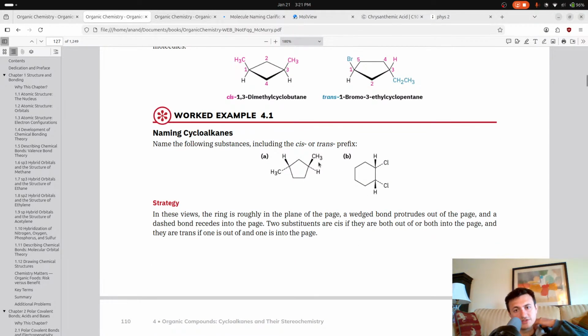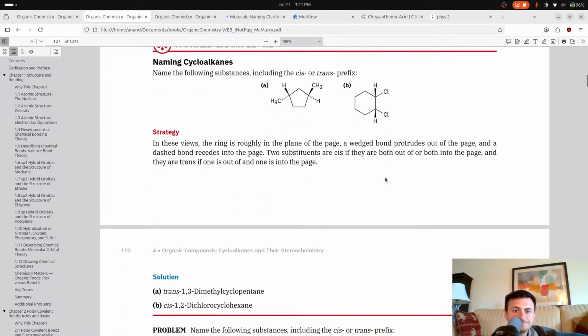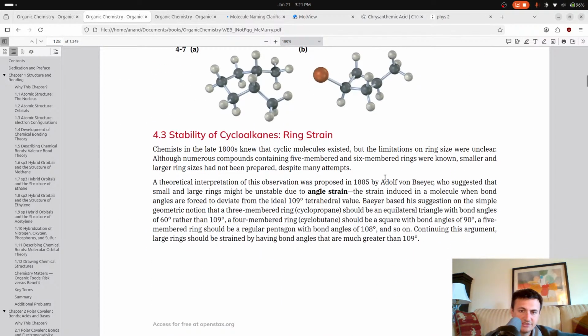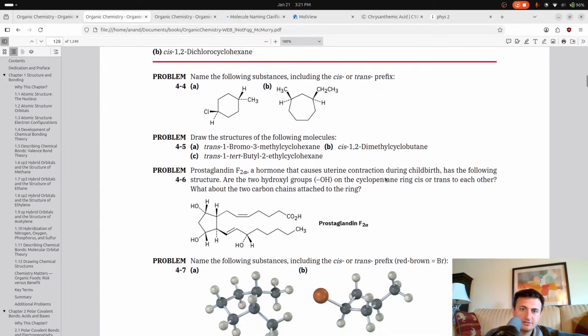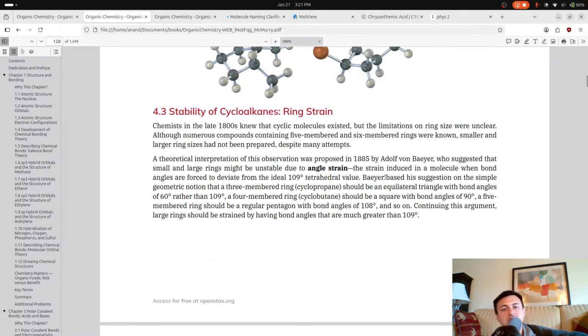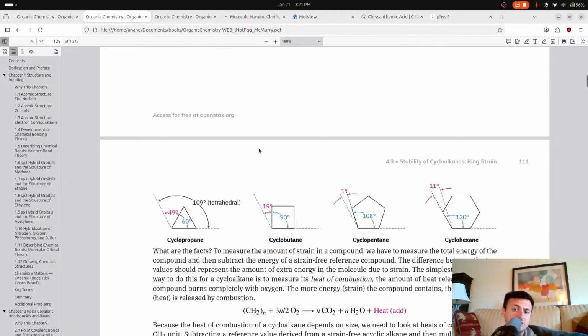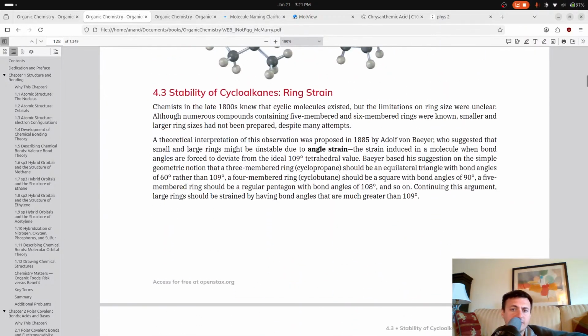Okay. So this one, I mean, these things are really easy to figure out. Trans, cis. It's pretty obvious. I did all of those already, so I encourage you to go through them. All right. Let's see. Did I read this? So this is kind of where I'm at now.